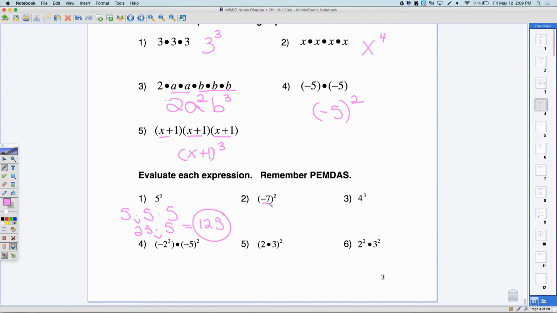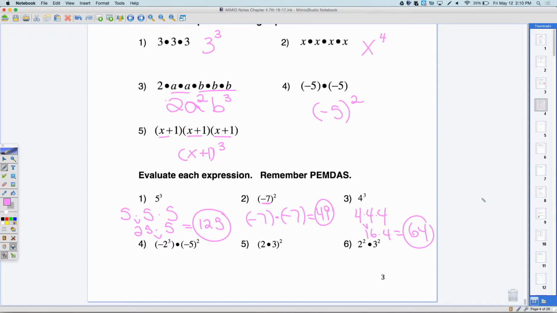Number 2, we have our -7 in parentheses, so it's -7 times a -7, which gives you a positive 49. Number 3 is 4 to the 3rd power, so our 4 is being repeated 3 times. 4 times 4 is 16, and 16 times 4 is 64.